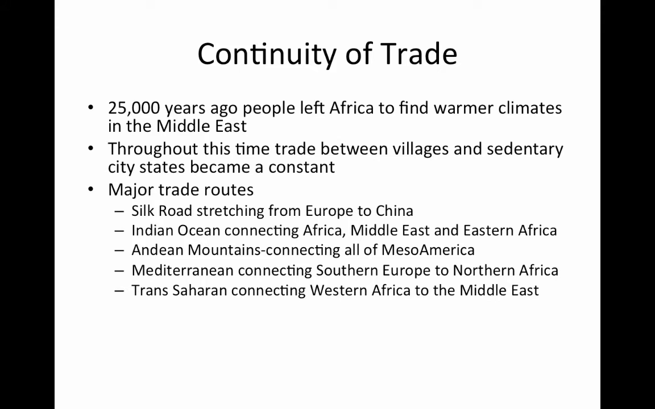About 25,000 years ago, people left Africa in order to find warmer climates, probably due to climatic changes that took place due to the little ice ages. Throughout this time, trade occurred between small villages or sedentary city-states. The major trade routes that occurred all the way up until the 1500s included the following: the Silk Road, which stretched from Europe out to China; the Indian Ocean, which would end up connecting Africa, the Middle East and Eastern Europe; the Andean Mountains, which connected all of Mesoamerica; the Mediterranean, which connected southern Europe to northern Africa; and the Trans-Saharan, which would connect western Africa out to the Middle East.